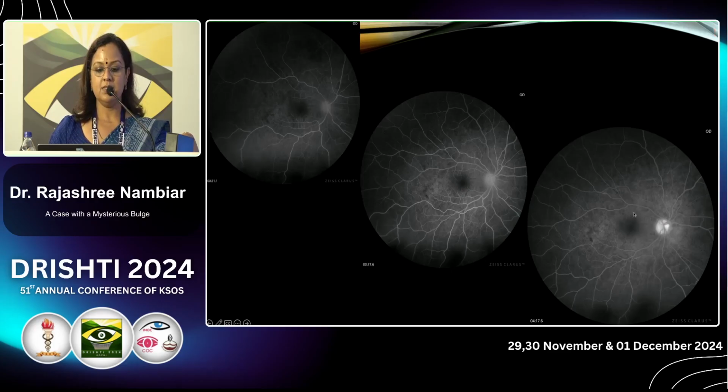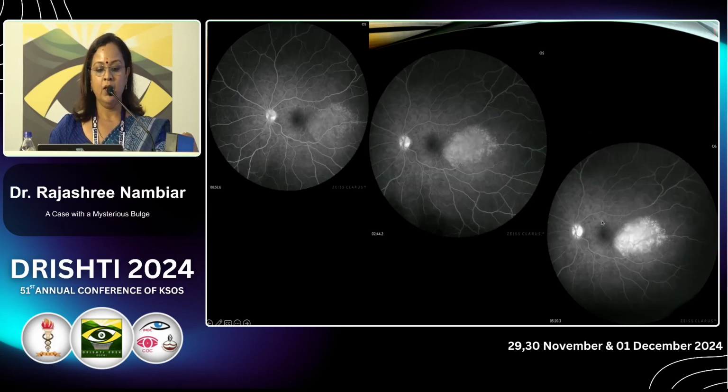Now this is the FFA, which shows in the early phase a hyperfluorescent disc, and a similar picture in the late phases. The disc is leaking, and there is no pinpoint leak and pooling of the dye seen in the right eye. If you see the left eye, again you have a hot disc, and inferotemporally there is definitely pooling of the dye with pinpoint leaks.